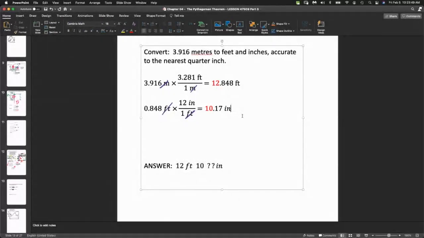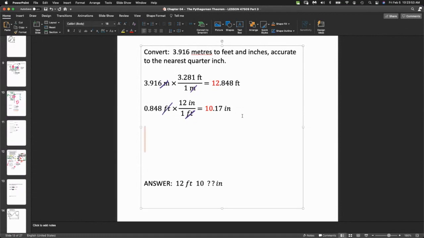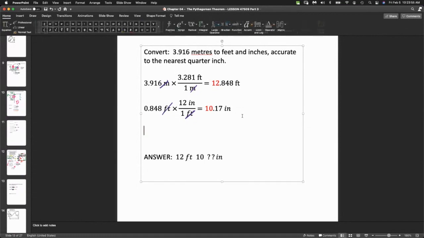So now we're dealing with the fraction part. This is the part that people have a little bit of uncertainty about, and I'll help you deal with it right now. This is how I do it, and it works really well. I can put inches here, but you don't have to write the inches.